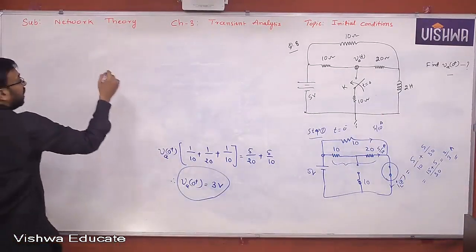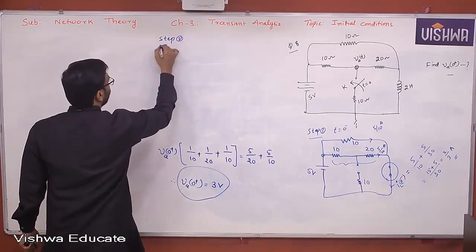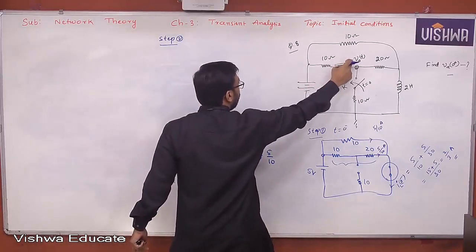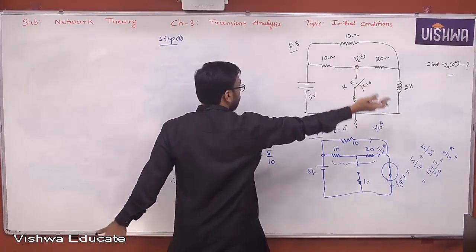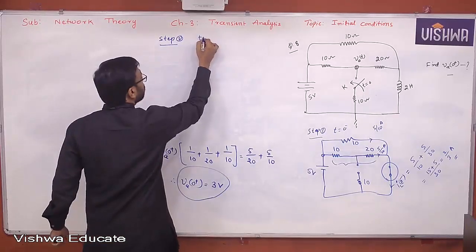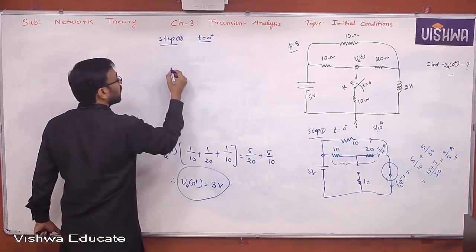to construct t equal to 0 plus equivalent, step 2. Why am I going for step 2, you might have understood by this time, because I am dealing with what? Voltage. It's not voltage across capacitor. It is other than voltage across capacitor. Definitely I have to go for step 2. That is t equal to 0 plus equivalent I am supposed to construct.